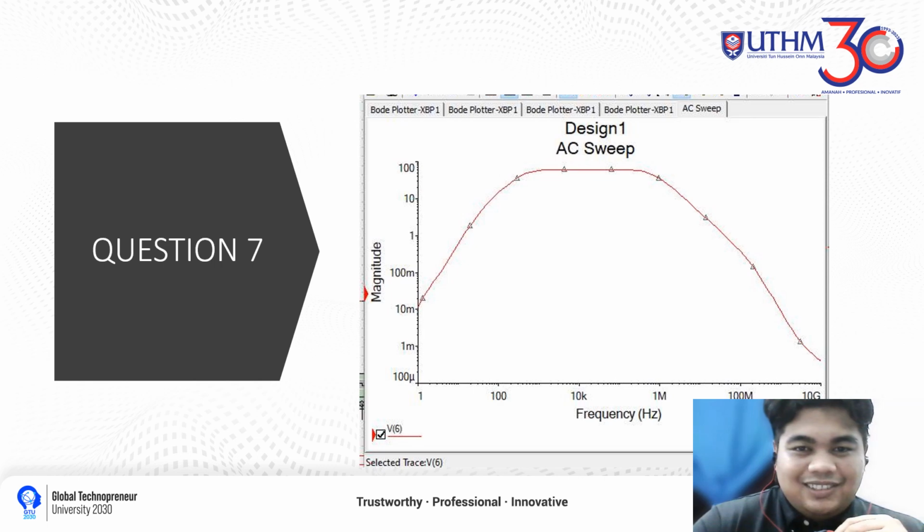This I show here. This is for question 7. I use Multisim to get the AC graph for the low pass frequency and high frequency response. From the simulation, I ran using Multisim and got this nice Bode plot.